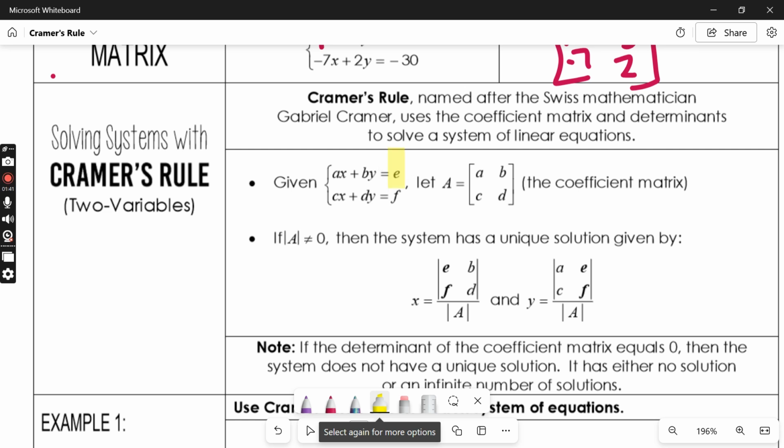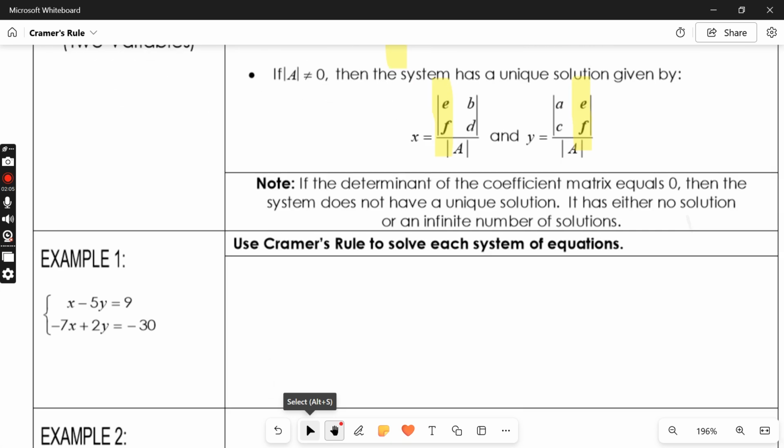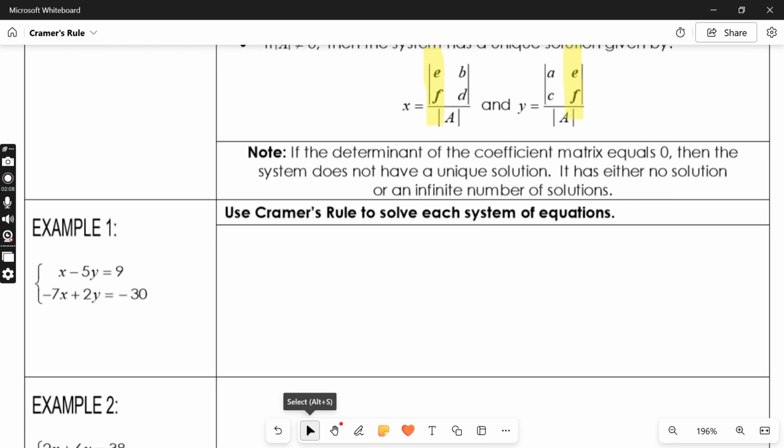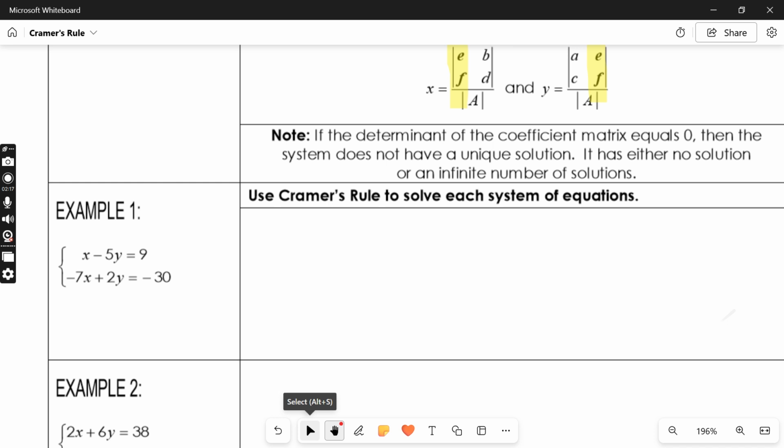EF is the set of answers, or the c's, to my equations. To find x, I replace the coefficients of x with EF. And then when I find y, I replace the coefficients of y with EF. So if the determinant of the coefficient matrix equals 0, then this system does not have a unique solution. It either has no solution or infinitely many solutions.